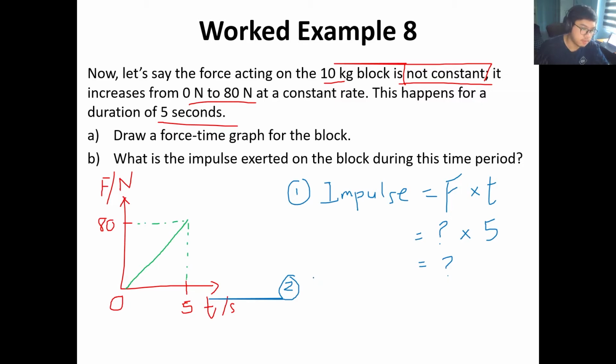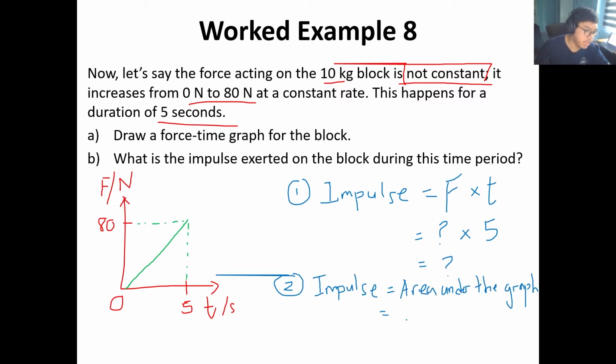So let's do that. The area under the graph in this case has the shape of a triangle, so we use the formula for a triangle as well: half times base times height. What's the base? The base is this length here, which is 5. What's the height?